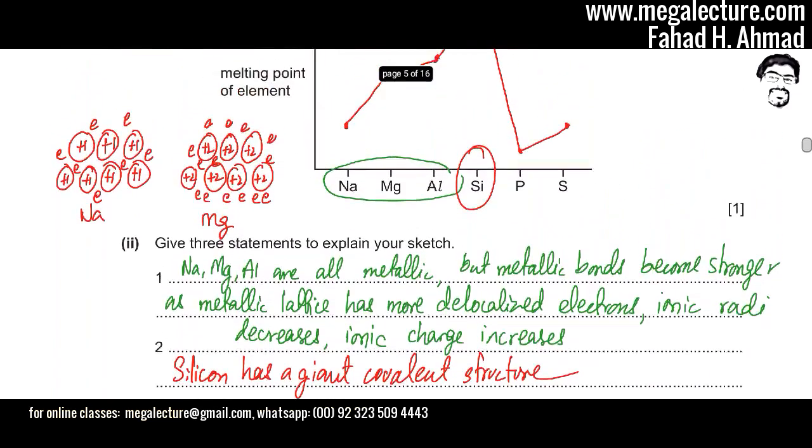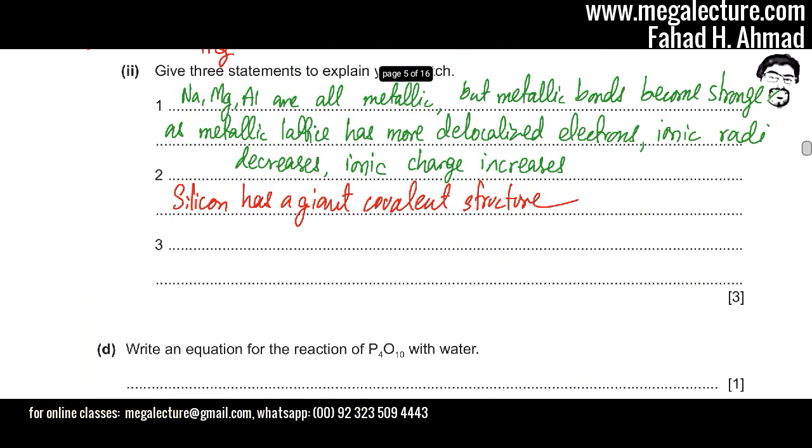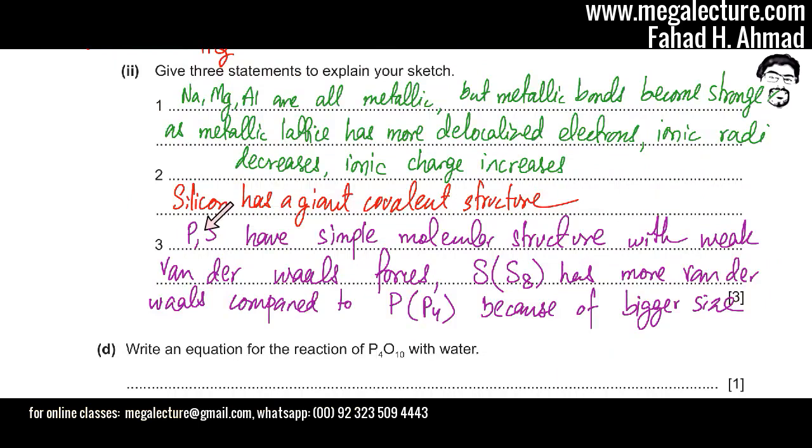Lastly, what I'm going to comment on is phosphorus and sulfur. They have low melting and boiling points, and the reason is because they're simple molecules. So I've written this down that phosphorus and sulfur have simple molecular structures with weak van der Waals forces. So you're going to have two molecules of phosphorus. Phosphorus, remember, is P4 in molecular form. So there would be two P4 molecules.